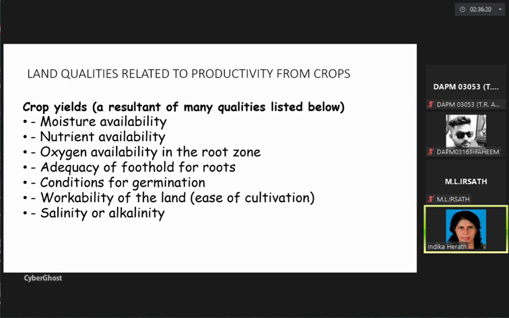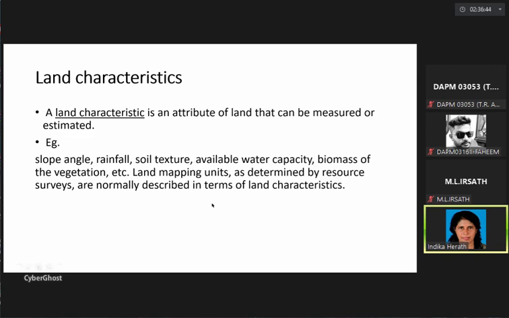Okay. Land quality is productivity from crops, especially those land qualities that are related to the productivity are listed here, especially in terms of their effect on the crop yield, moisture availability, right? So these previously mentioned land characteristics, most of them we have actually discussed. Slope, rainfall, and texture is something that we talk about in future when it comes to soil. And available water capacity is also related to the amount of moisture that can be held by the soil.